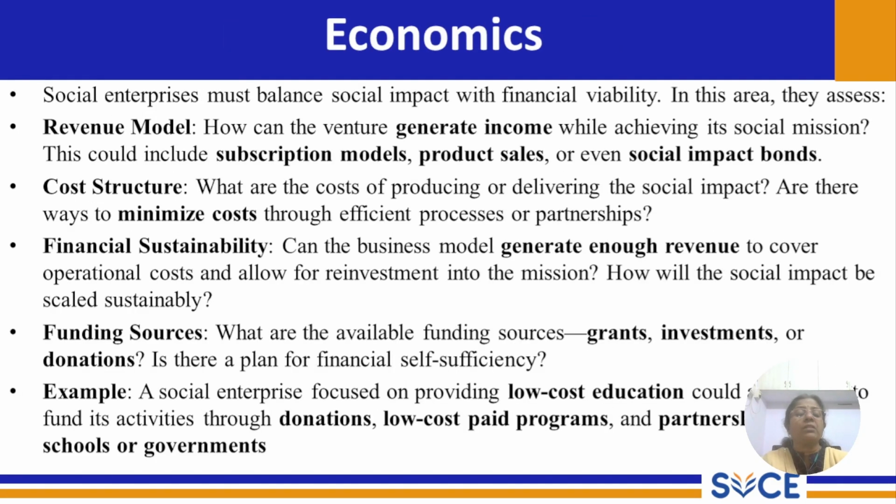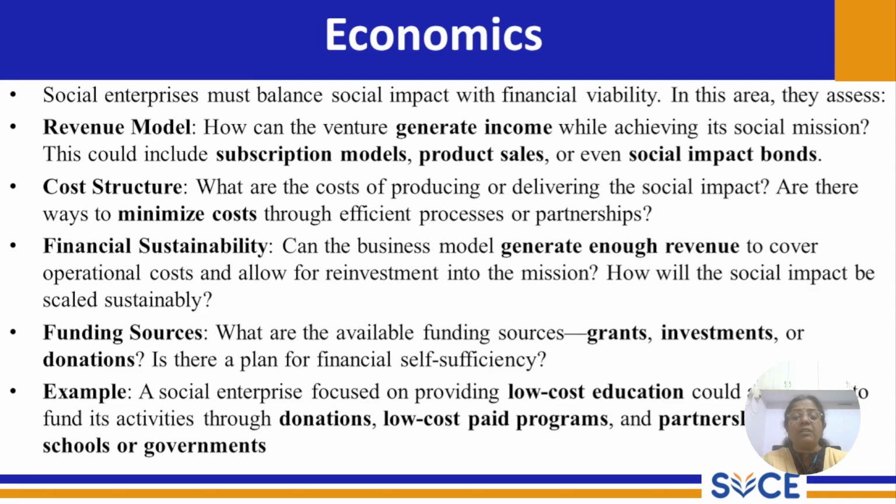Next one is economics. Social enterprises must balance social impact with financial viability. In this area, they assess the revenue model. How can the venture generate income while achieving its social mission? This could include subscription models, product sales, or even social impact bonds. So, how they are going to generate income, this model. Next one is cost structure. What are the costs of producing or delivering the social impact? Are there ways to minimize costs through efficient processes or partnerships? How are we going to minimize the cost?